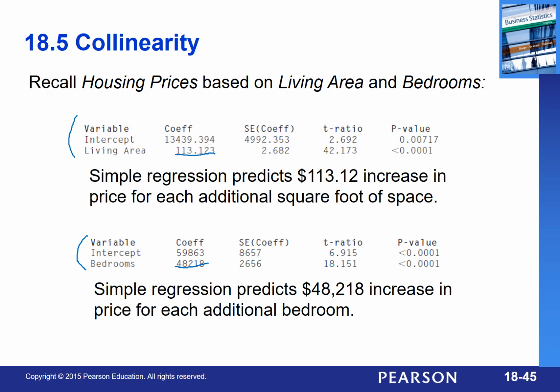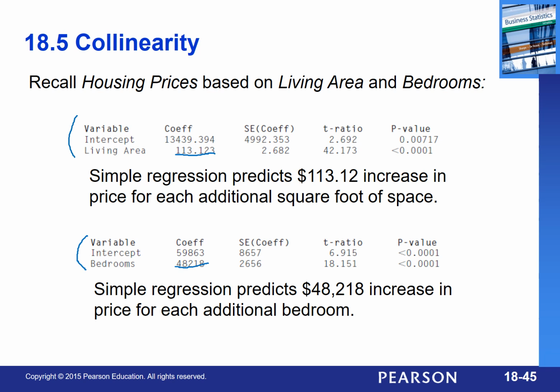This first one is looking at just living area to predict your value, and the second one is bedrooms. As you look at this, it should look a little familiar since we did this example previously, and I'm hoping that you notice that their slopes are very different. As you increase living area, it costs about $113 more. As you increase number of bedrooms, you get about $48,000 more for that house. So it seems like these two are related.